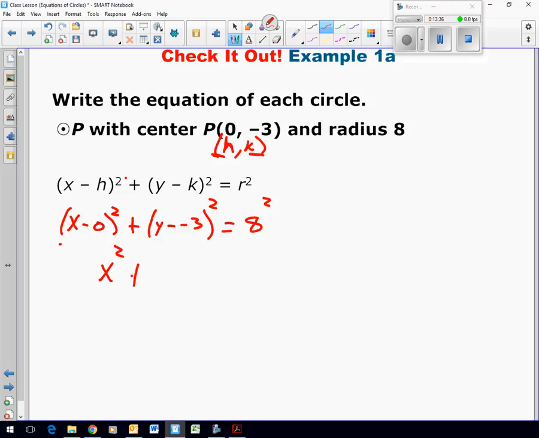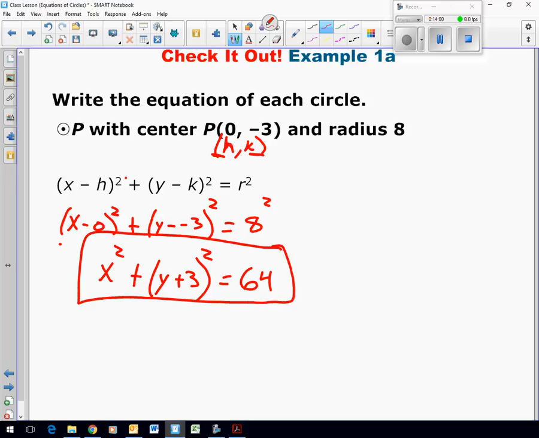Plus y minus negative 3. Put that in math talk for me. Y plus 3. Plus y plus 3. I will always write it with parentheses around it and square it. Equals 8 squared becomes 64. That's your final answer right there, okay? So with me on that?